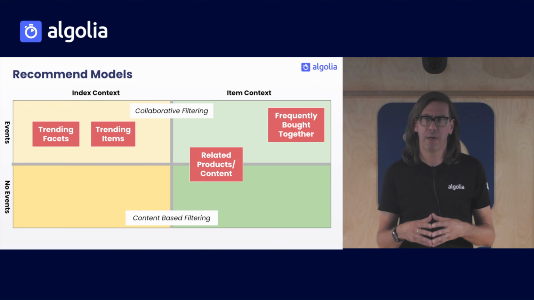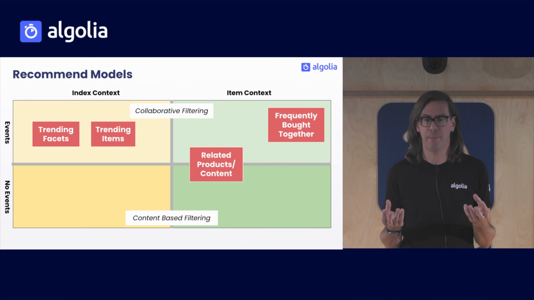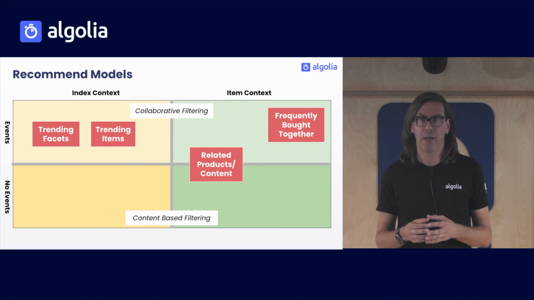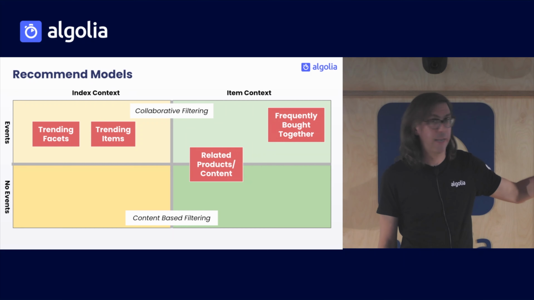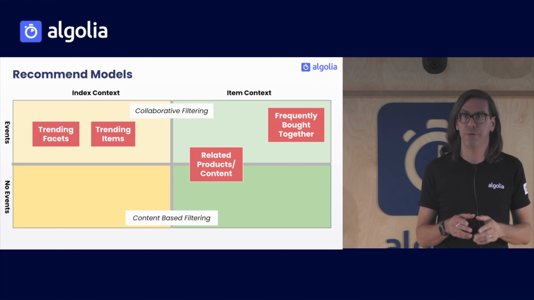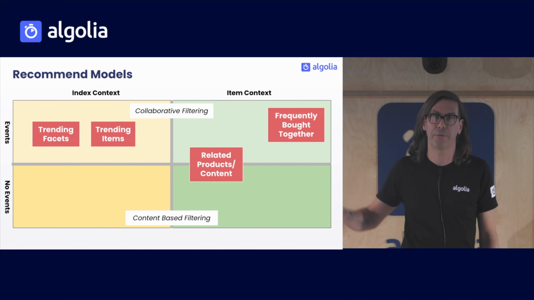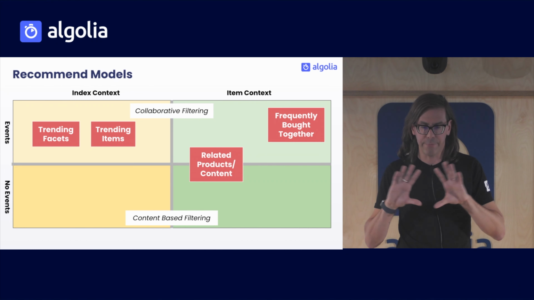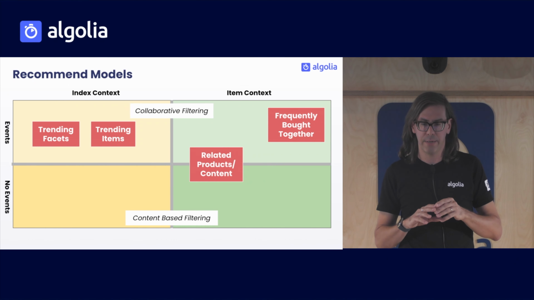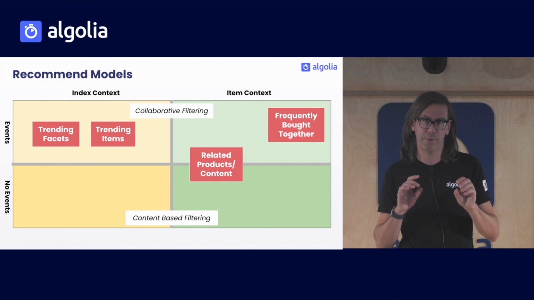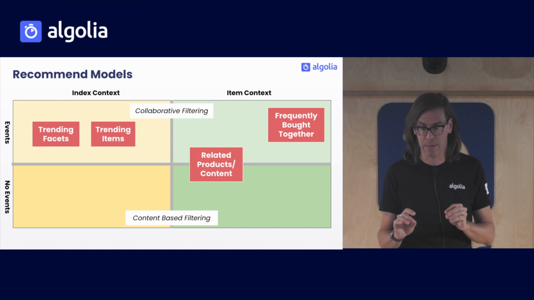So like I said, our Recommend product has 4 different models. There are 2 models that we were released with, which are the ones that you see here on the left, frequently bought together and related products. And then we've added 2 additional models, which are the 2 trending models on the right. And the way I've set up this slide is to demonstrate the different types of context that you need to use the different models.